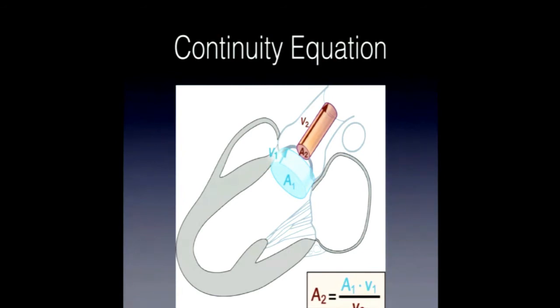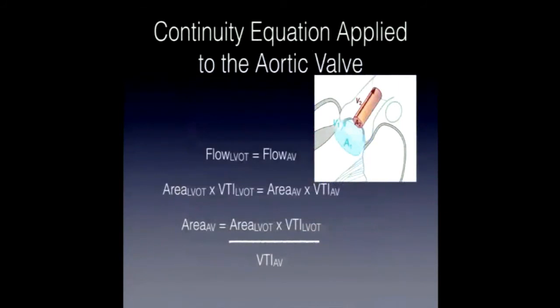And then the areas are obviously different as the area decreases down to the stenotic aortic valve. That's going to change. So that's the continuity equation with the aortic valve and the LVOT there. So flow entering the LVOT is going to equal flow entering the aortic valve.